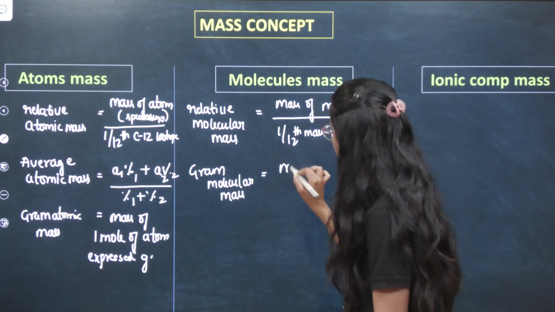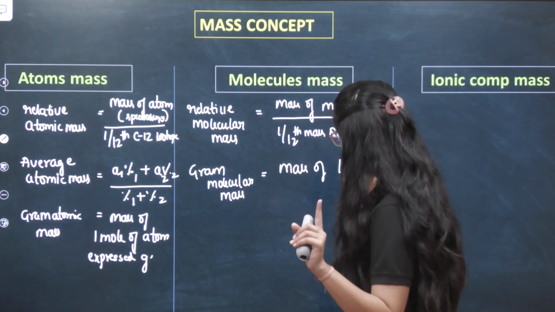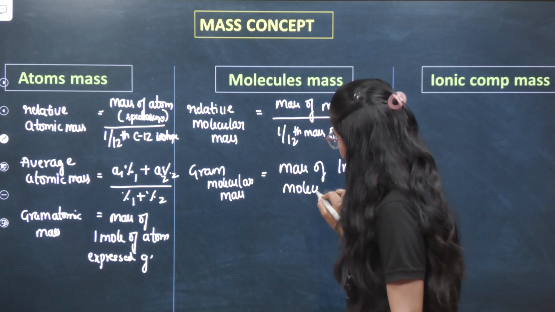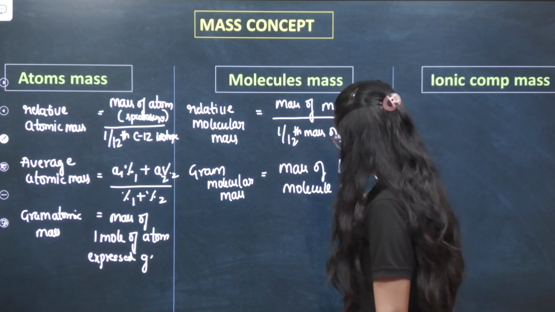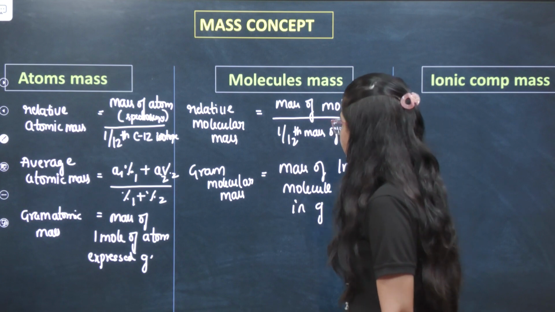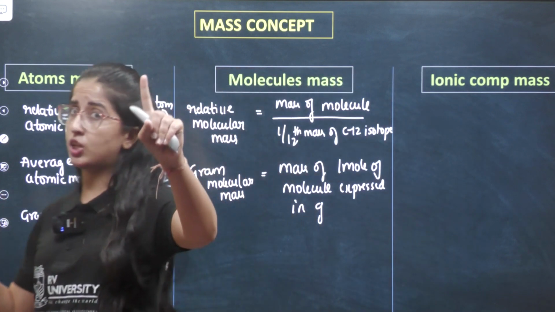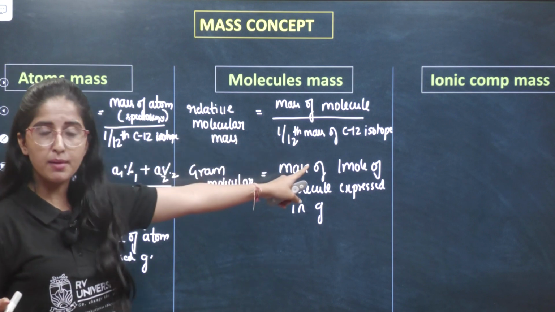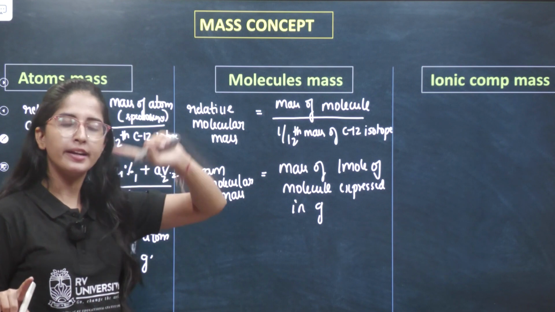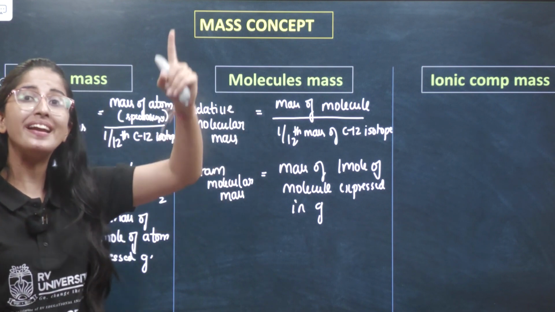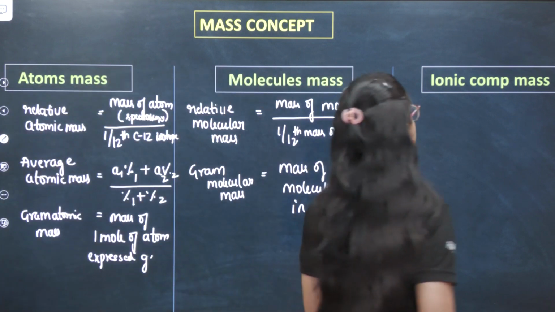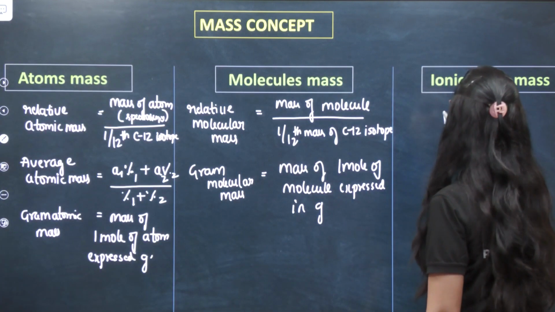Gram molecular mass is the mass of 1 mole of molecules expressed in grams. You just express it in grams. Here, relative mass is the mass of 1 molecule divided by 1/12th the mass of carbon-12 isotope. But here, it is the mass of 1 mole of molecules, that is 6.022 × 10^23 molecules. Next, for ionic compounds, you will be using formula mass.